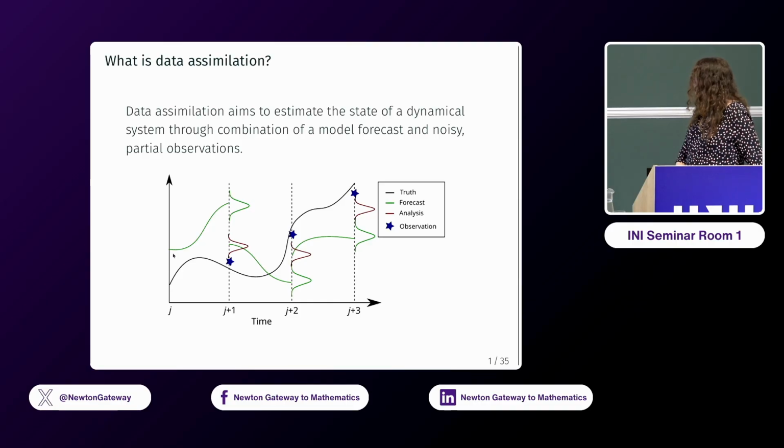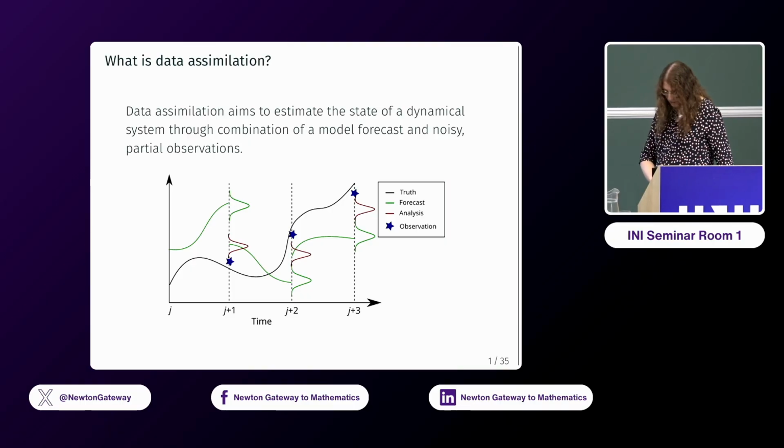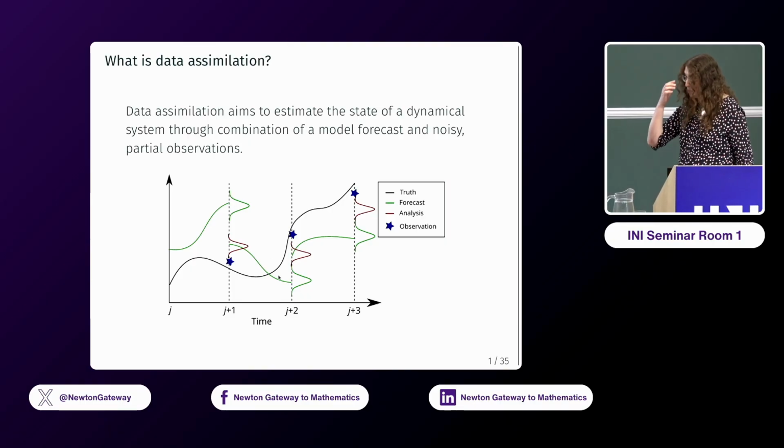And at each time, we're doing a forecast. And in general, this will be a probabilistic forecast. I'll talk more about that later. We have the observation, and we want to combine the forecast with the observation to come up with what we call the analysis, which is the updated estimate of the state given the observations. And then we use that analysis to initialize the next forecast.